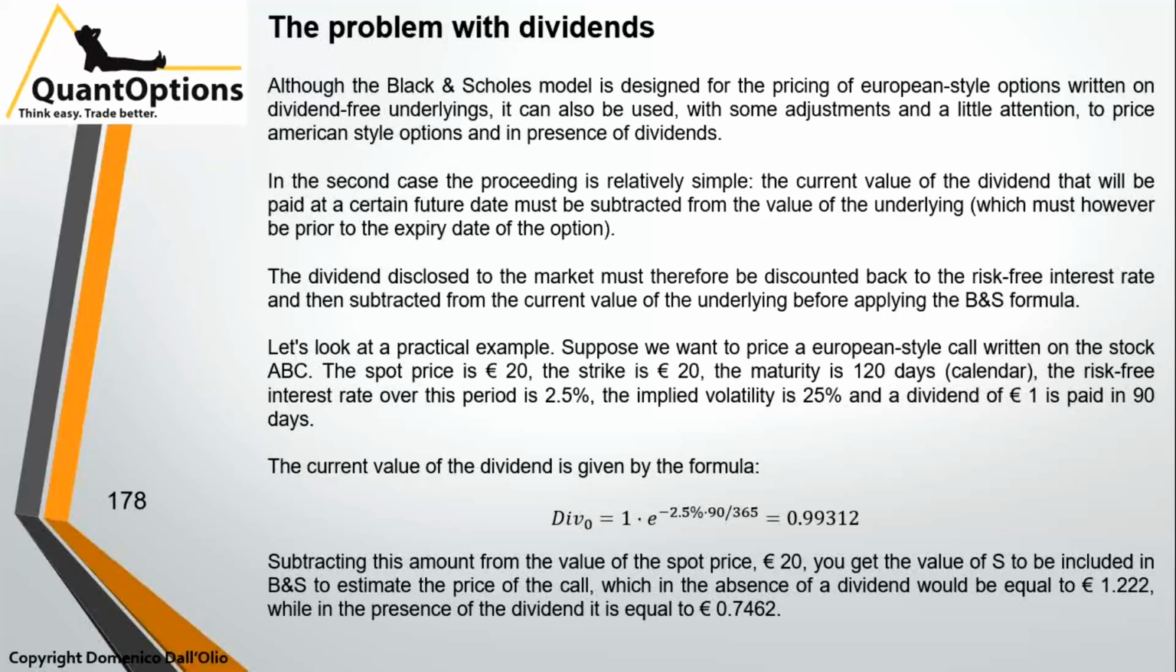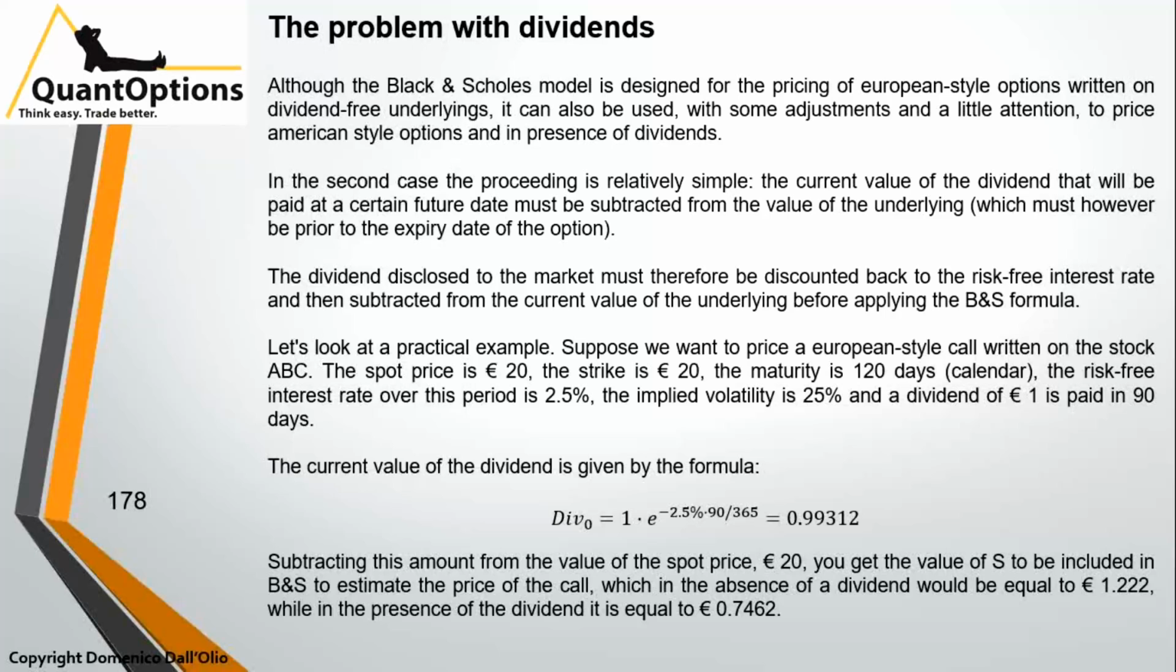In the second case, the procedure is relatively simple. The current value of the dividend that will be paid at a certain future date must be subtracted from the value of the underlying, more or less the same procedure that we have seen in talking of stock futures pricing when a dividend is paid. The dividend disclosed to the market must therefore be discounted back at the risk-free interest rate and then subtracted from the current value of the underlying before applying the Black-Scholes formula.